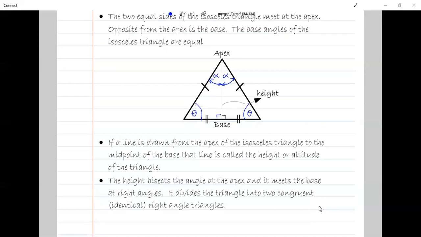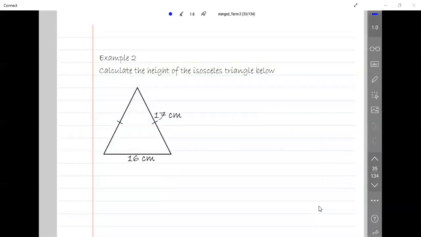Now, with that in mind, I want you to try this example. I'll give you a couple of minutes, and at the end of the couple of minutes, I will do the question.